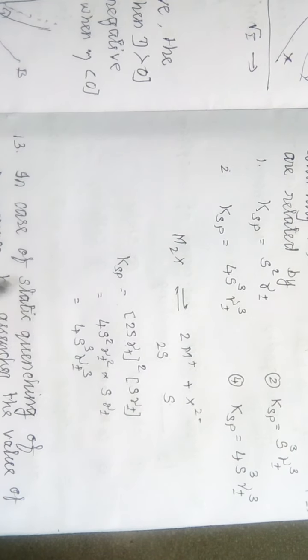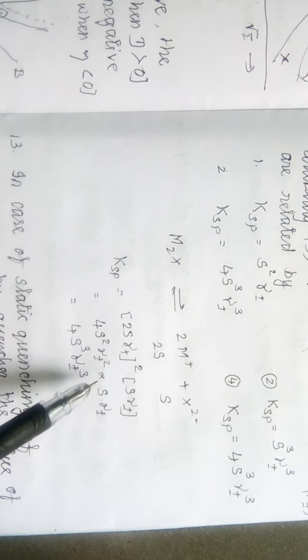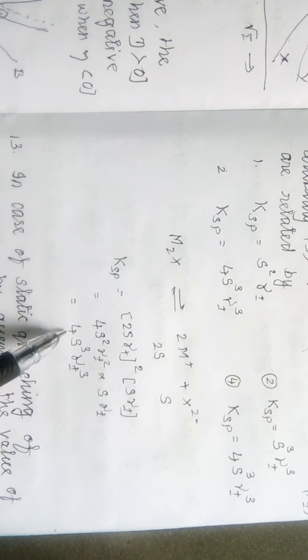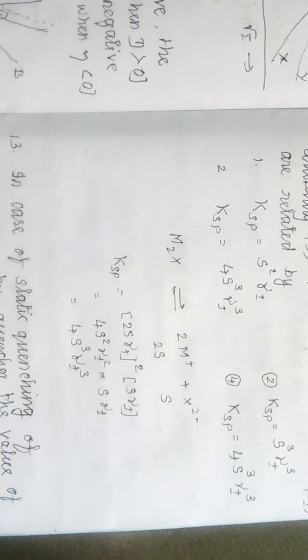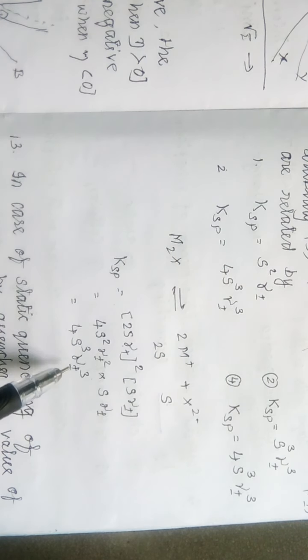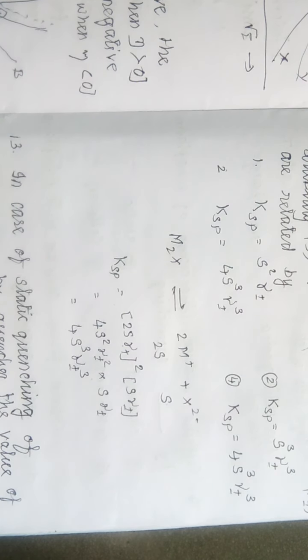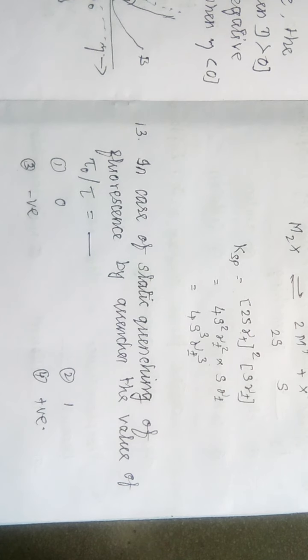When you calculate this, it becomes 4S squared gamma plus or minus squared times S gamma plus or minus. Its value becomes 4S cubed gamma plus or minus cubed. So the solubility product will be 4S cubed gamma plus or minus cubed. Like this we have to calculate the solubility product and solubility. S is the solubility and the mean molar coefficients are related like this. Now the next question is from physical photochemistry.